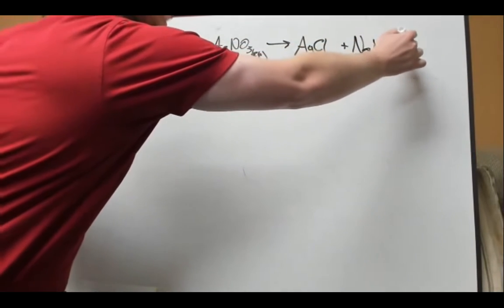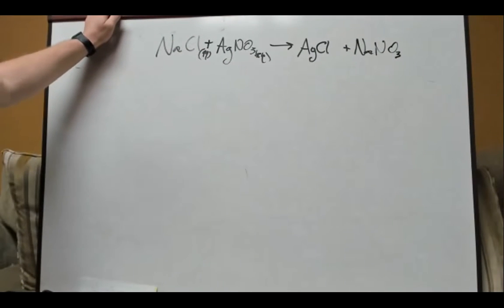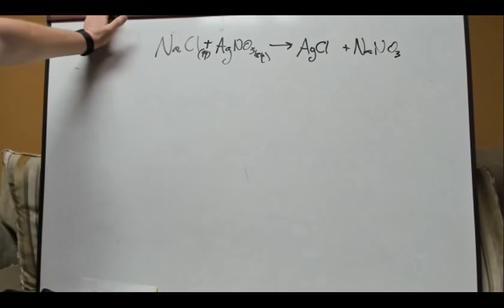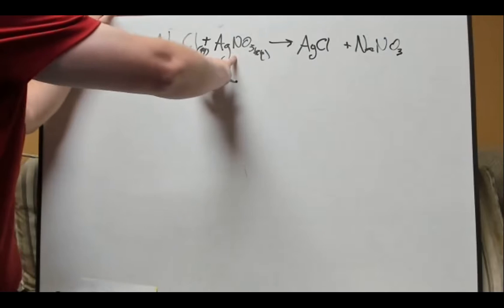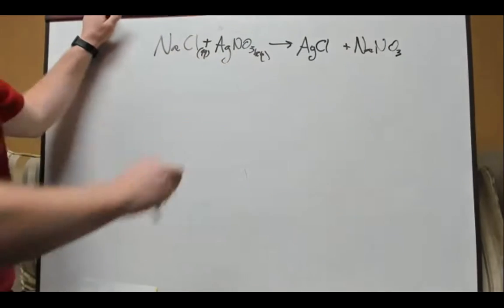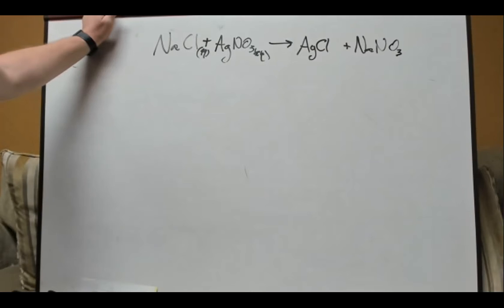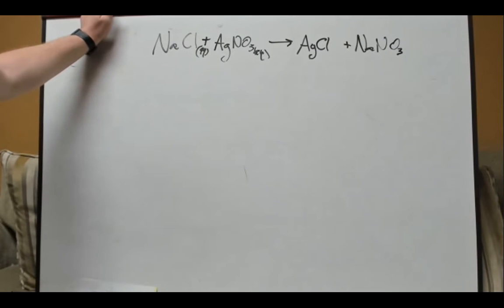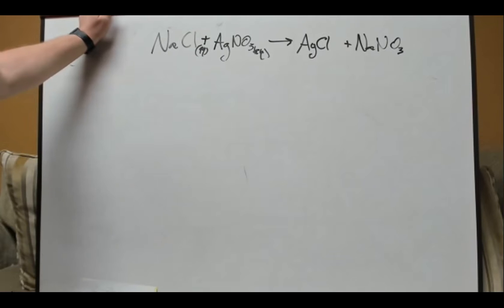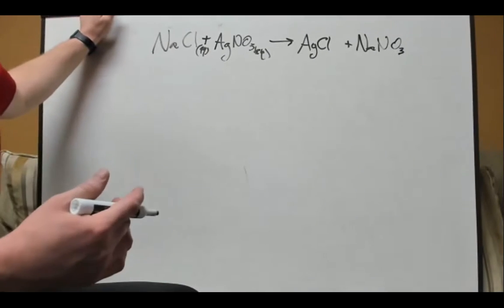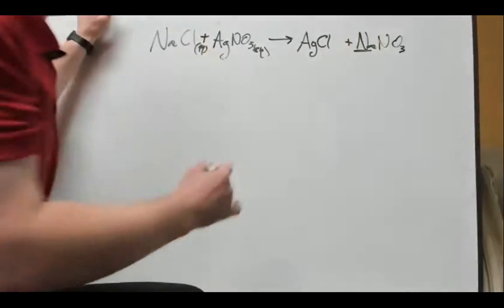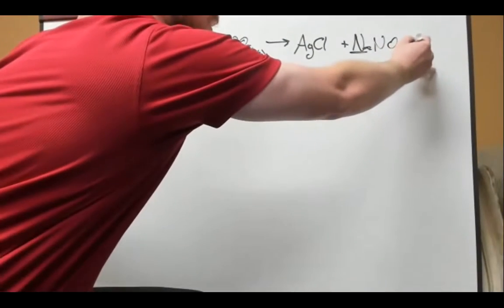sodium nitrate. So when you're presented with two ionic compounds, metal, nonmetal, metal, nonmetal, there's a possibility of a precipitation reaction occurring. So we need to go to the table and look at whether our products are going to be soluble or not. If we go to the table, we know anything with an alkali metal is soluble. So we just put aqueous.